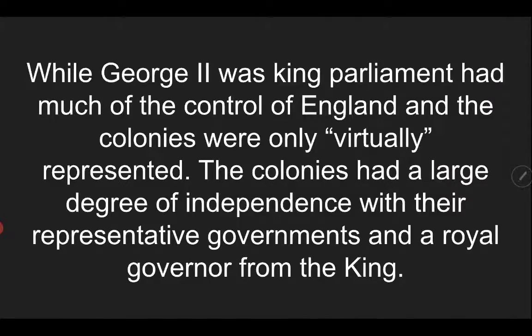And I think the difference is in the colonies, they had a written constitution. So while King George II was king, Parliament had most of the control of England, and the colonies were only virtually represented. The colonies had a large degree of independence with representative governments and a royal governor from the king. So everything was cool, as long as they had their independence, the representative governments, their constitutions that they wrote. They had salutary neglect, and they were basically left alone.